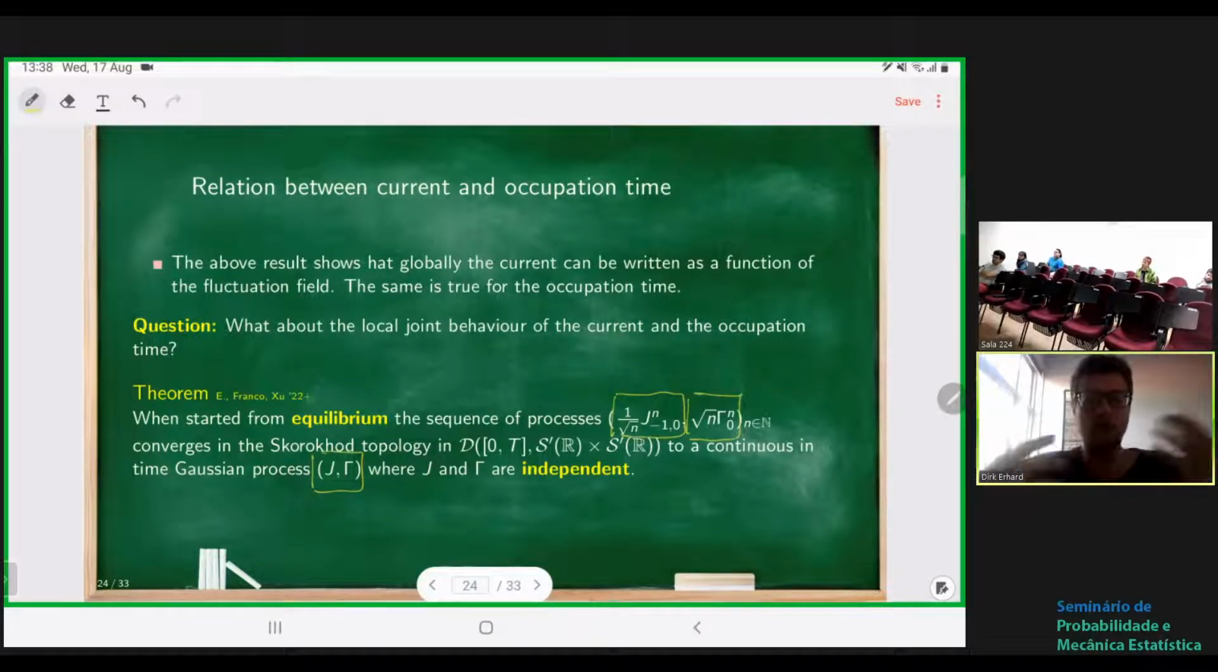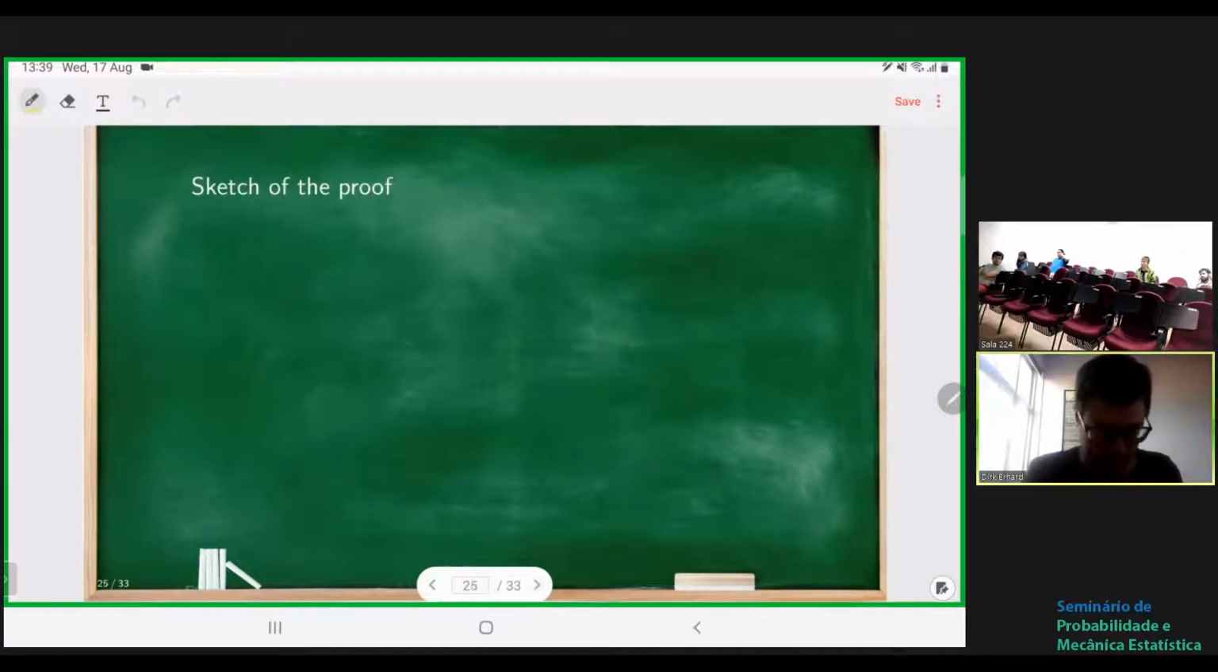This came a bit as a surprise to us because the way you calculate the current is essentially by looking at the particles that are around your point 0, and the way you calculate the occupation time is also by looking at the particles that are around the point 0. So actually there should be some dependence. Yeah? However, this result showed that this intuition that we had is simply wrong. Yeah? And the proof is really, really simple. So let me sketch it at least for you.